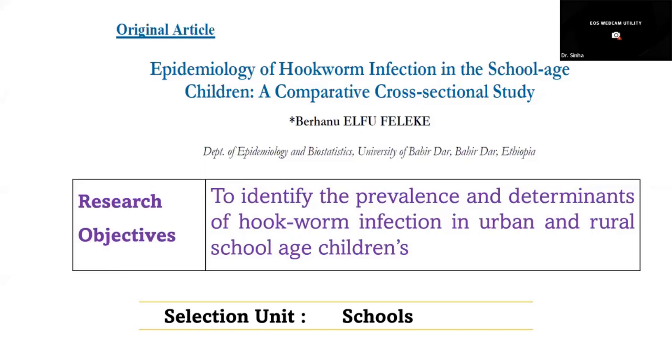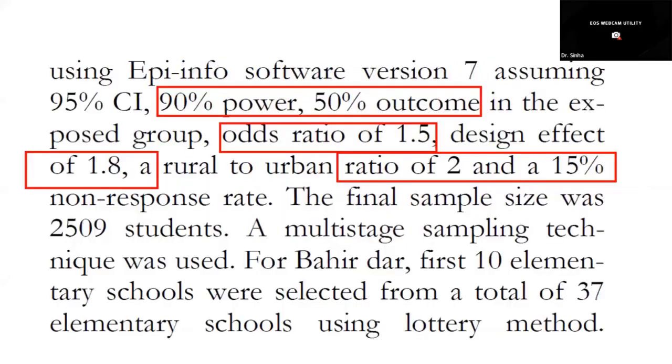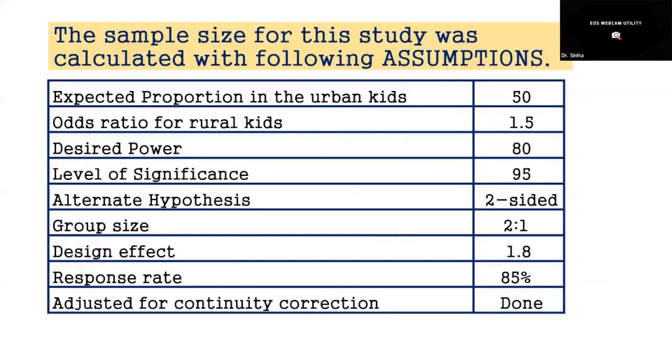Now, the author has written 90% power and 50% outcome in the exposed group, odds ratio 1.5, design effect of 1.8, rural to urban ratio of 2, and 15% non-response. Now, all of you, please calculate the sample size. I will display this slide. Expected proportion in the urban kids is 50. Odds ratio is 1.5 for rural kids. Right now you do it for the equal group size, then we'll increase that. 1:1. So all of you, please calculate this.